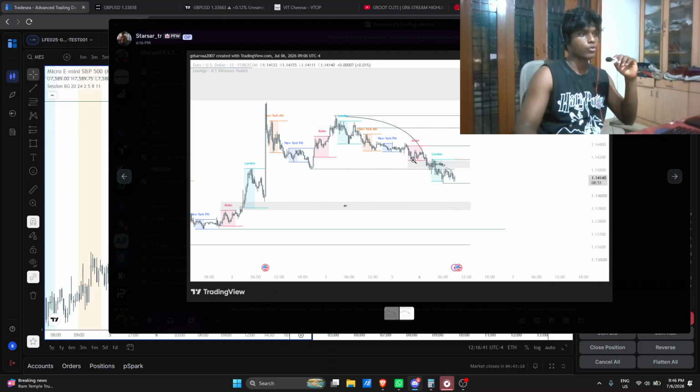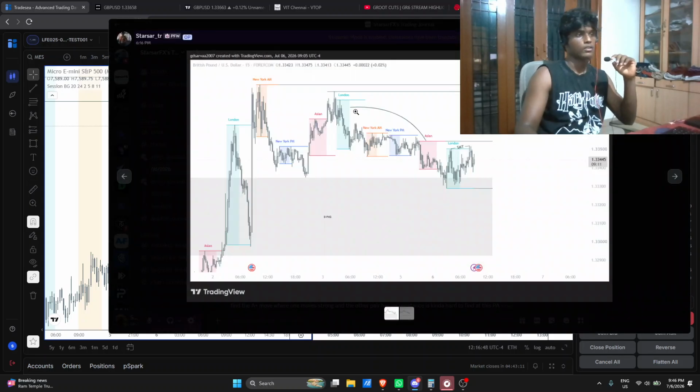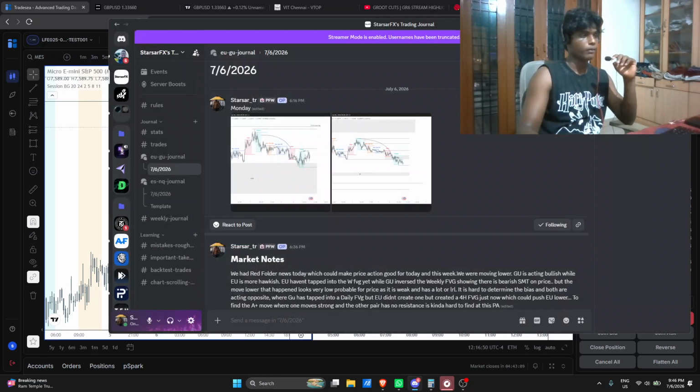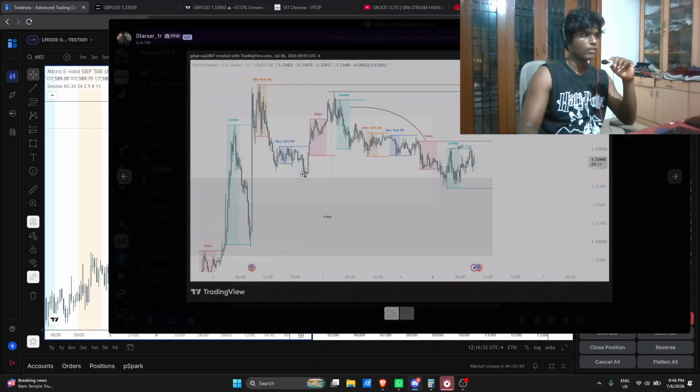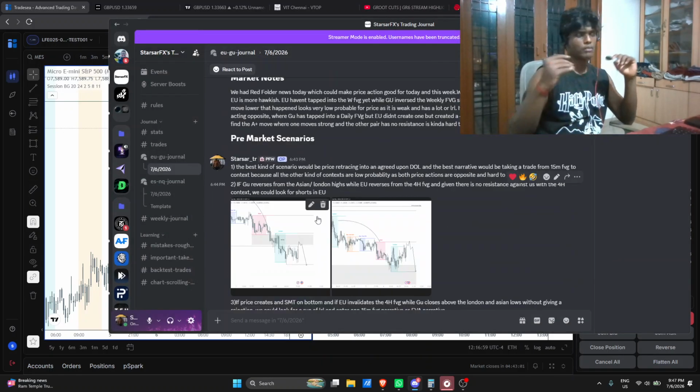And we had this low probability move. I just want to see this get swept. There was also another thing that I had in mind. We had these opposing scenarios at this point, and we had this daily fair value gap, which could deliver to its context as well in GU. So basically, it was very mixed at the start.